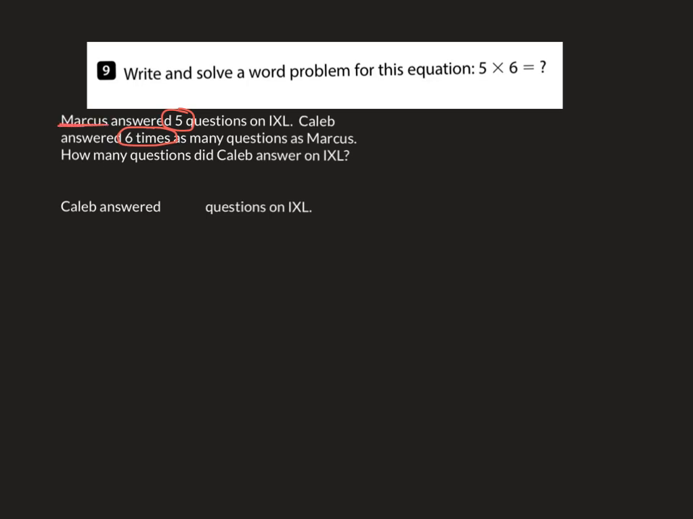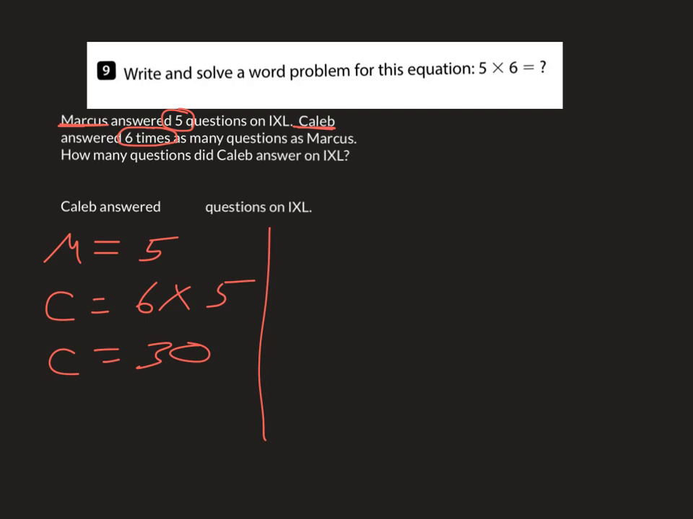So we have Marcus answered 5 questions. Caleb answered 6 times as many. So here's Marcus, and that would be 5 questions. And Caleb would be 6 times as many as Marcus, which is 5. We have our equation with our variable, our unknown value, and 6 times 5 would give us a product of 30. So Caleb answered 30 questions.